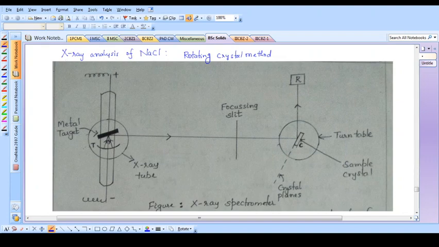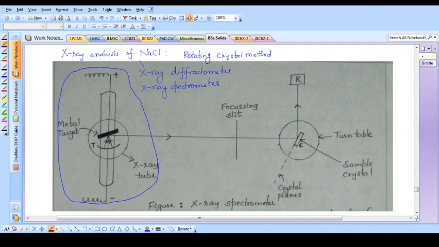The apparatus or the setup that is used to study the crystal structure of sodium chloride is called an X-ray diffractometer, or sometimes also called an X-ray spectrometer, which is shown in this figure. What does this contain? It contains a tube which is called an X-ray tube. Let us not go into details of the components present in the X-ray tube. So this X-ray tube emits X-rays. That is what we should know now.